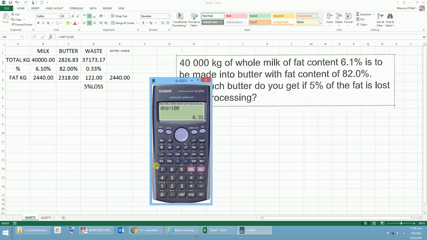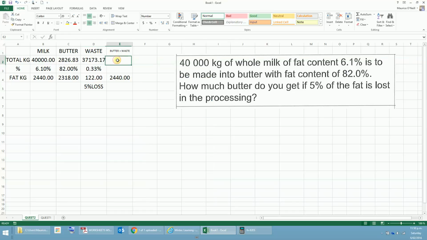So the key thing here is that you make sure that you can get the answers that we've got here with the calculator. So let's just check here. We've got plus that, enter, and yeah, our percentages, well, that'll just be 6.1% in there of the fat, which we knew when we started. But note that the percentages won't necessarily add up.